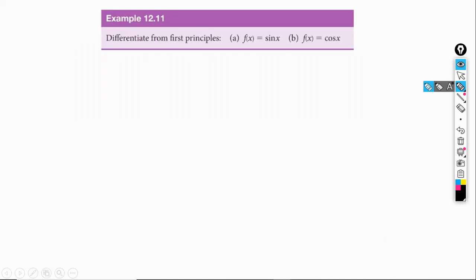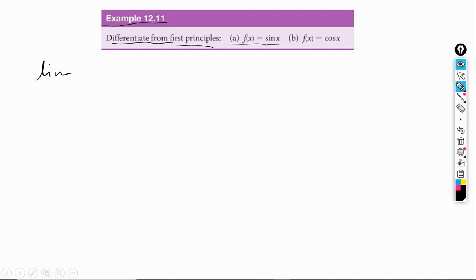Okay, so now we are on example 12.11, and it says differentiate from first principles. Whenever they say first principles, it means use the definition of derivative that Fermat came up with. And A, find the derivative of sine of x. I'm going to do A in the video, and you can do B later on because the procedure is pretty similar. Because we're talking about first principles, we need to use the definition.